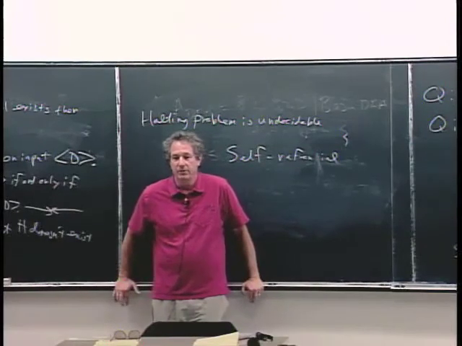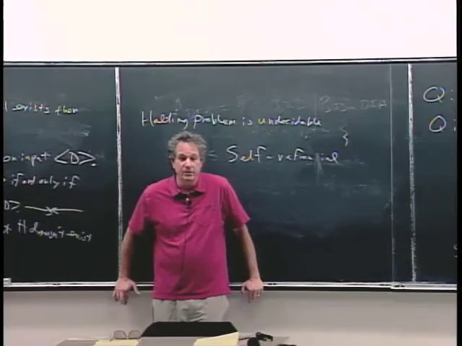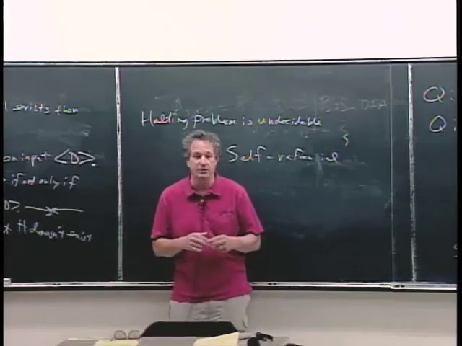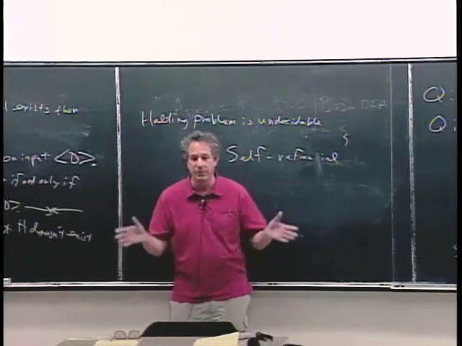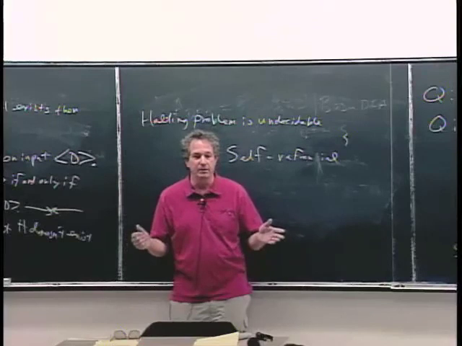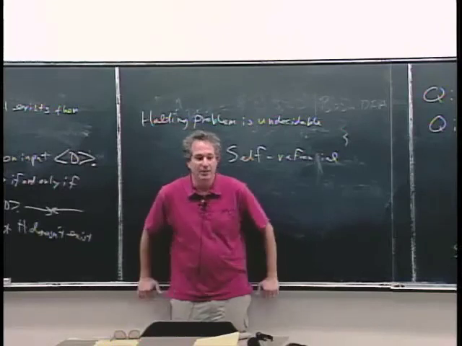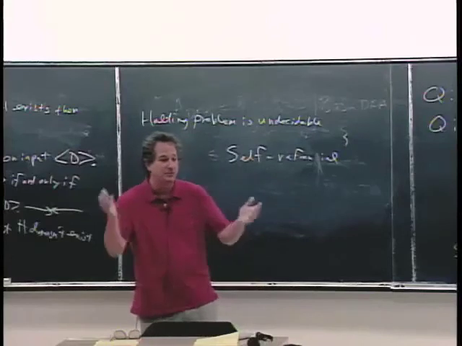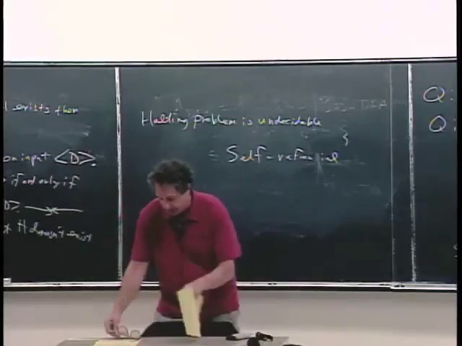Now, next time I'll give you a different proof based on what's called diagonalization. And I personally think that proofs by diagonalization are less mystical than proofs by self-reference. It takes a lot of the mystery out of it. And I don't think the book Gödel, Escher, and Bach does much with diagonalization, because then it would make everything too clear and simple, and it wouldn't be a philosophical book and all that. All right, next time.